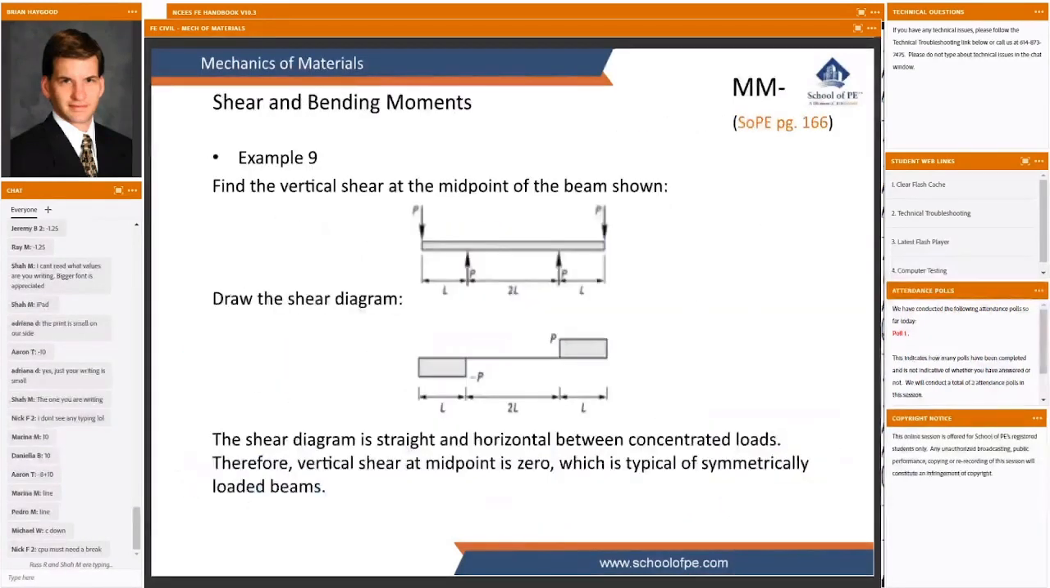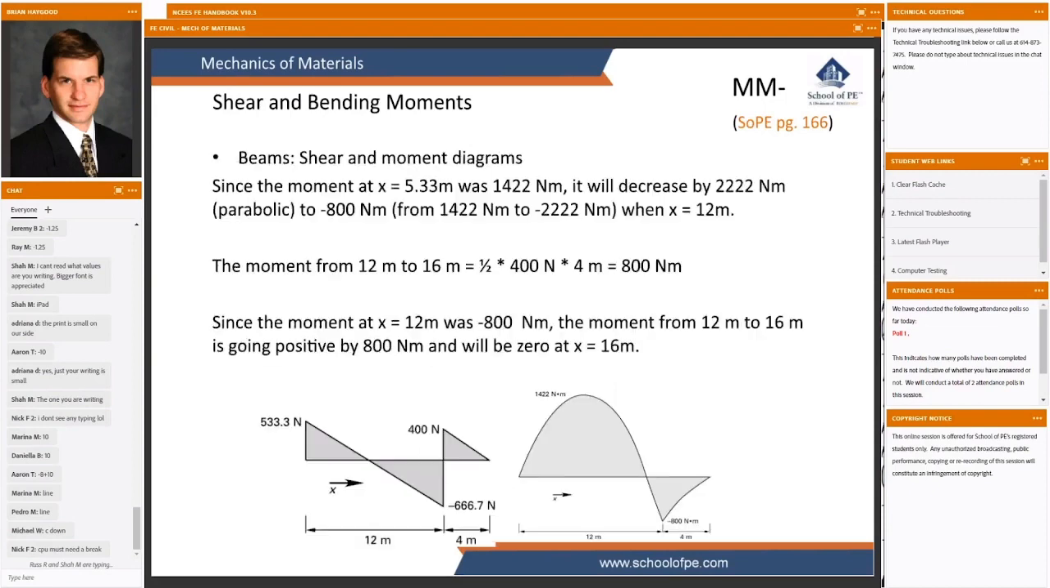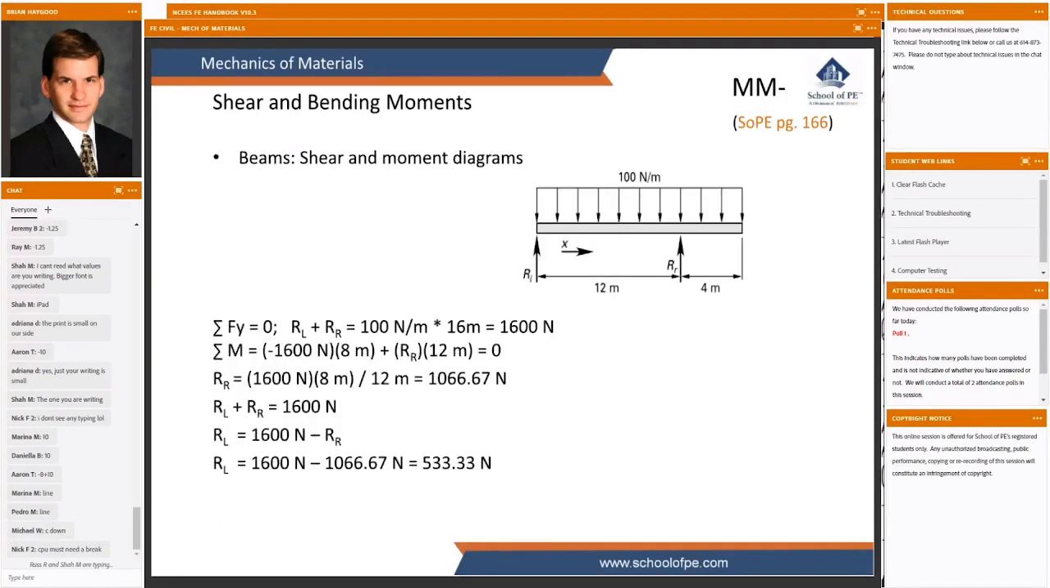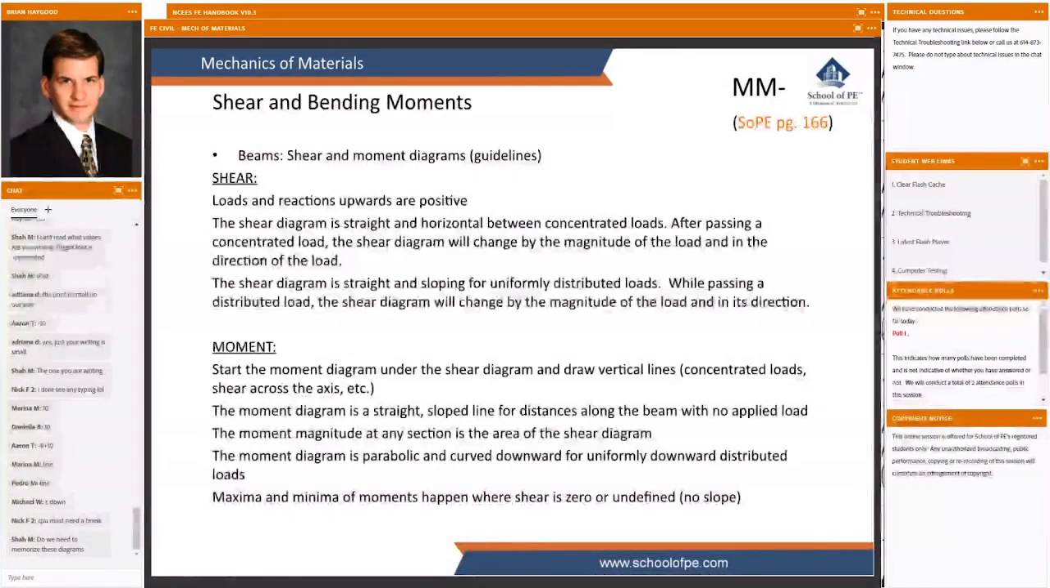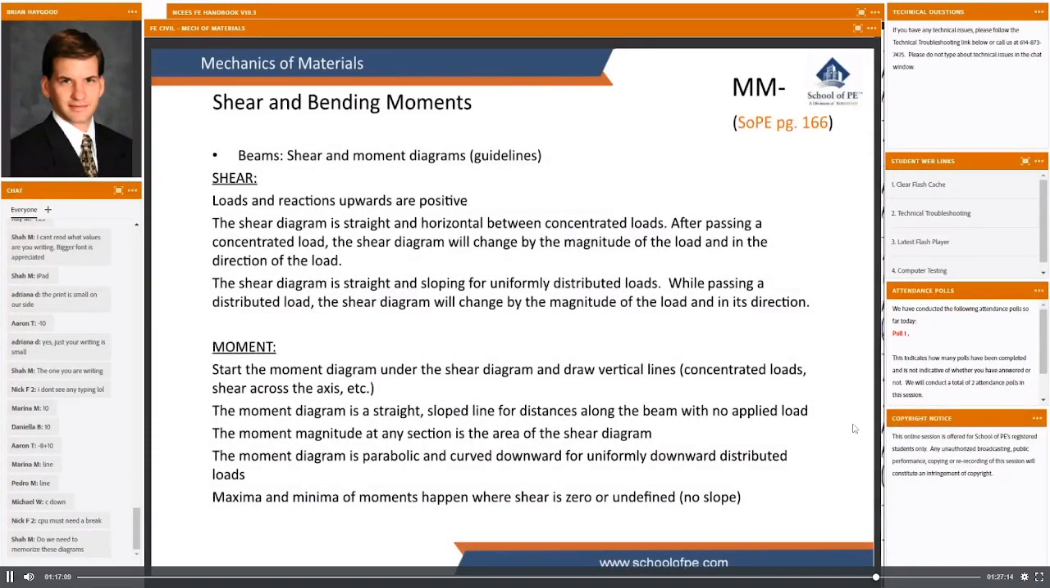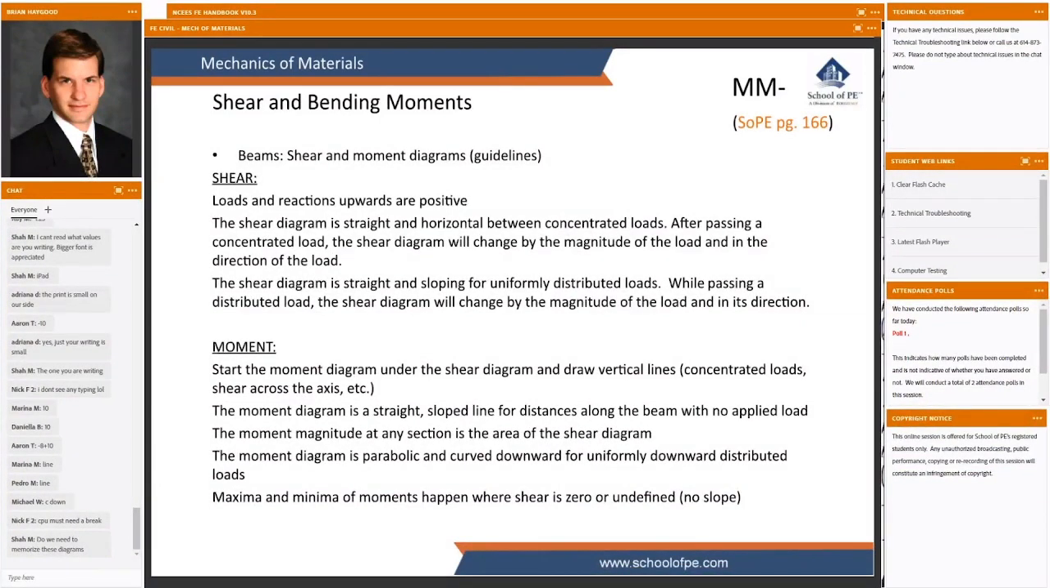So that's shear and bending moment diagrams. If you want, you can look back at this list we saw briefly here, and you should find that everything we've done is consistent with that list.